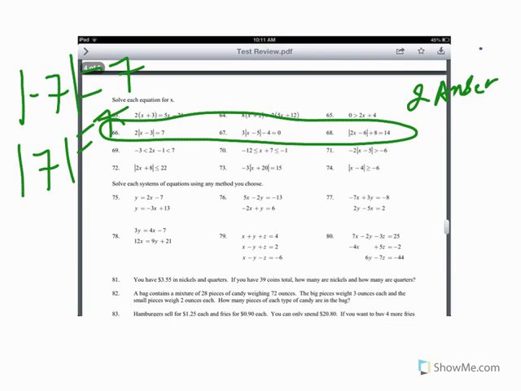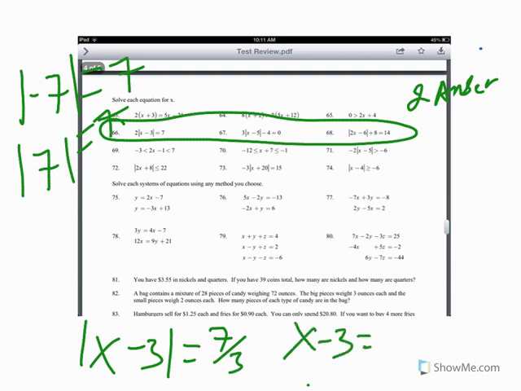So I'll do the harder one, 68. First thing we're going to do is get my absolute value by itself. On 66 and 67, the first thing you have to do is different. 66, I'll set it up for you, and then we'll go from there. Since it's the absolute value of x minus 3, it's going to equal 7/3. So I'm going to have x minus 3 is equal to 7/3, and x minus 3 is equal to negative 7/3. So that's where my 2 answers come in. One's negative, one is positive.